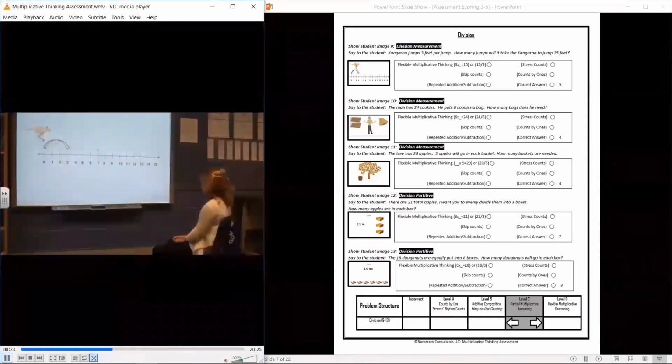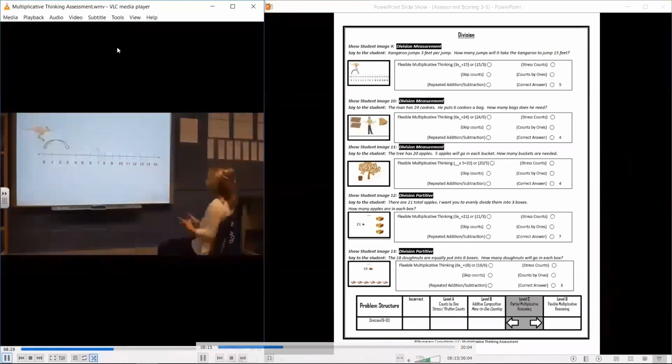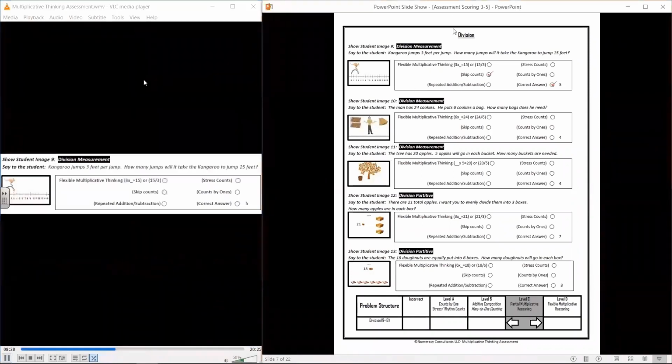Kangaroo jumps 3 feet per jump. How many jumps will it take kangaroo to jump 15 feet? 3, 6, 9, so 5. Okay. And you skip counted? Yeah. And she skip counted, and she got it correct. Let's take a look at the next one now.